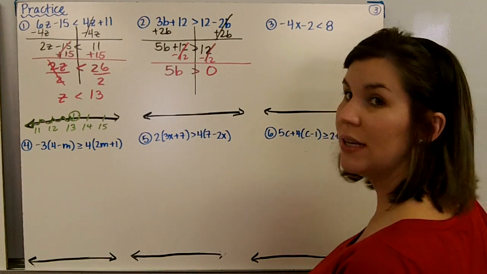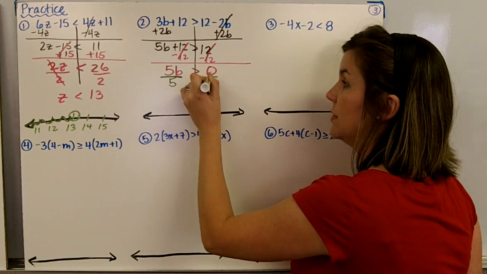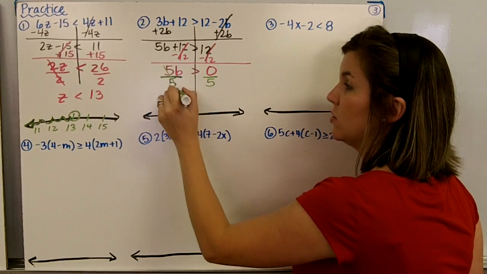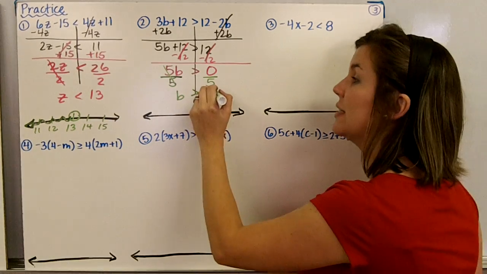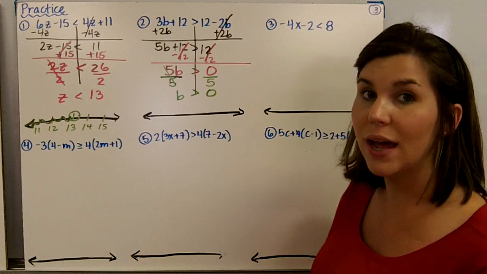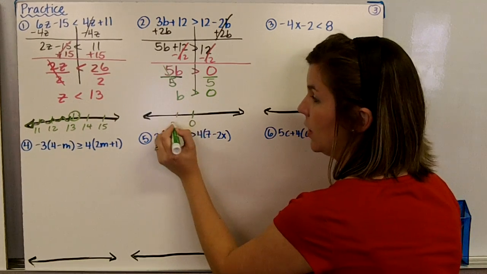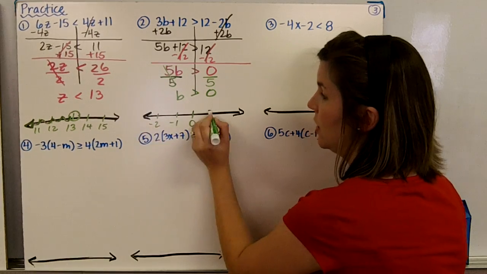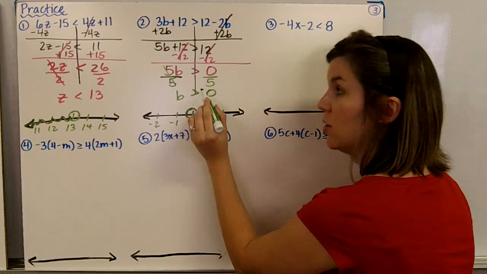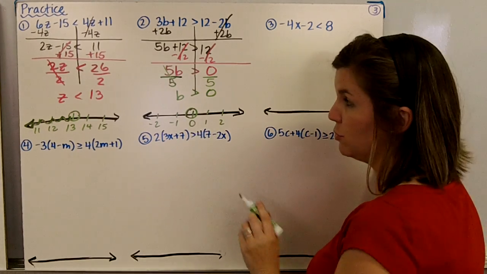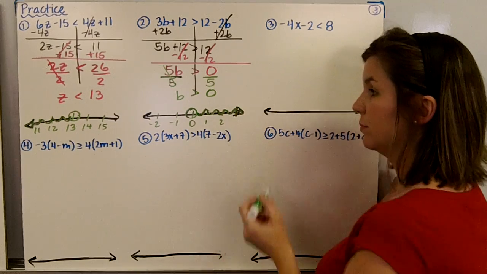I still don't have b by itself. I have to divide by 5. Divide by 5. The 5's cancel. b is greater than 0 divided by 5 is 0. It's okay to have an answer that's 0. So we're going to put 0 on our number line, a couple numbers less than 0, a couple numbers greater than 0, an open circle at 0 because I don't have the equal to bar, and greater than, so everything bigger than 0.